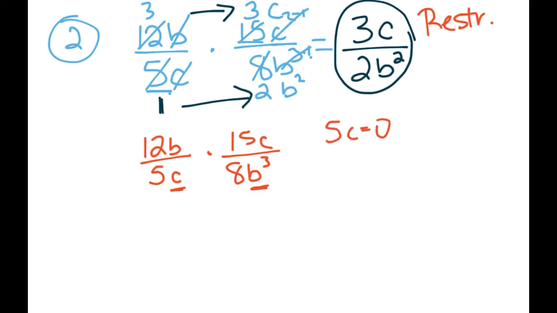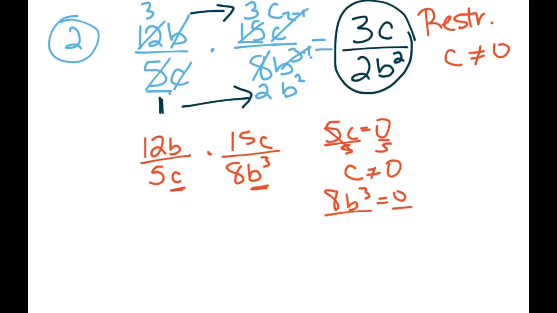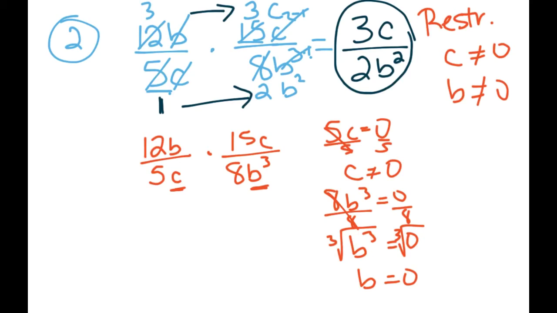5c equals 0, divide both sides by 5. C cannot equal 0. And then I'm going to do the second one. 8b cubed equals 0. Divide both sides by 8. B cubed equals 0. Cubed root of 0 is still 0. So b also cannot equal 0. So here are my restrictions, and here is my answer.